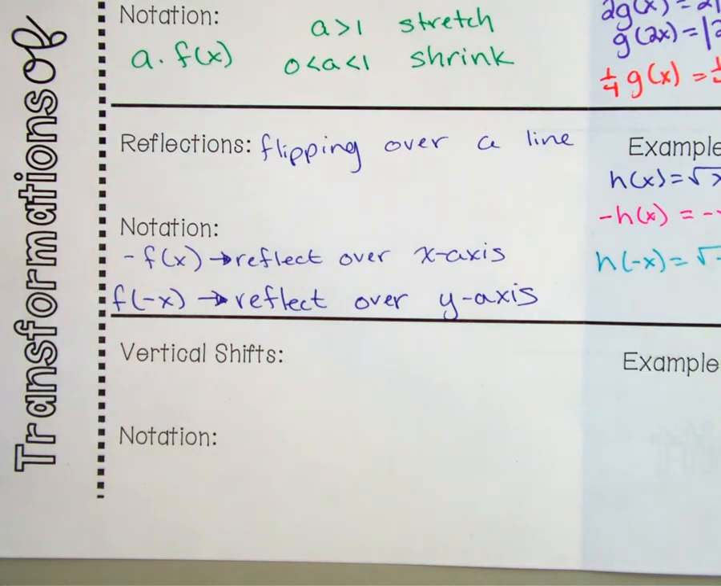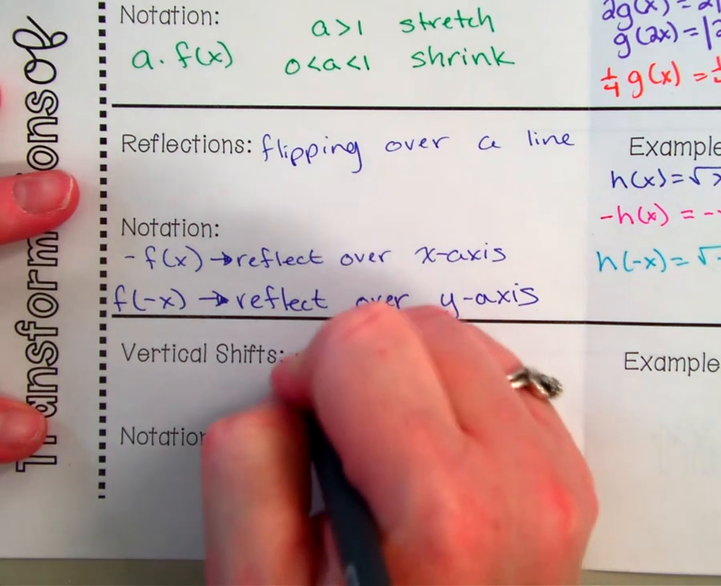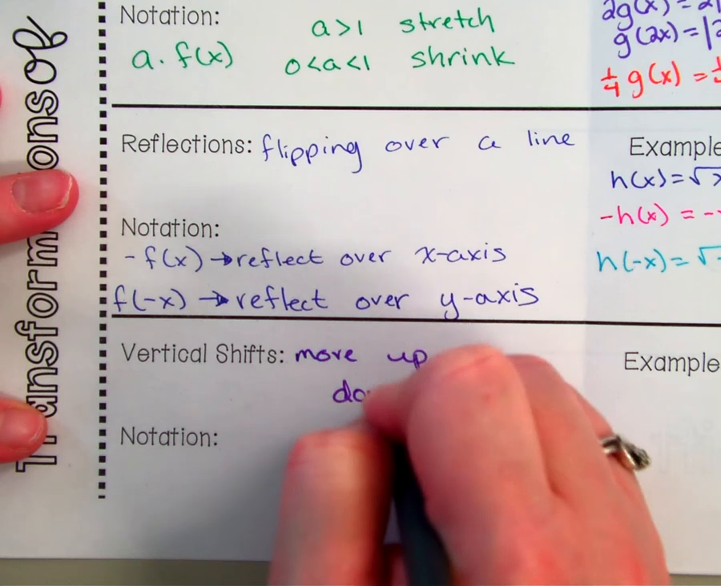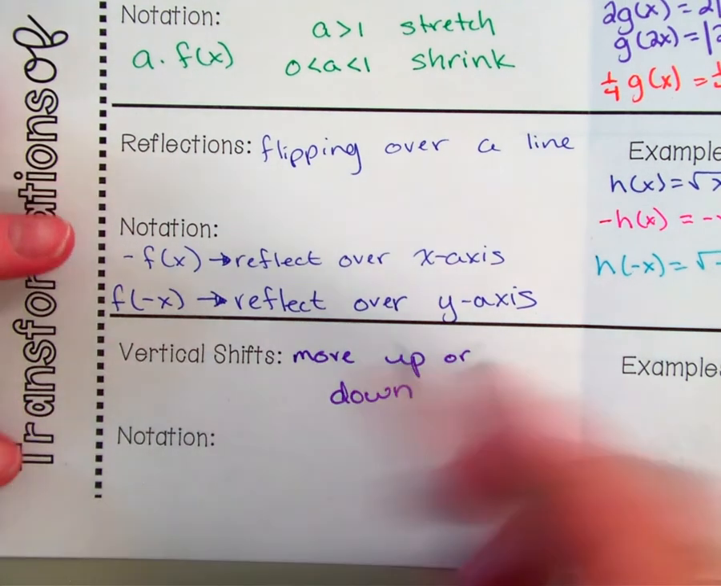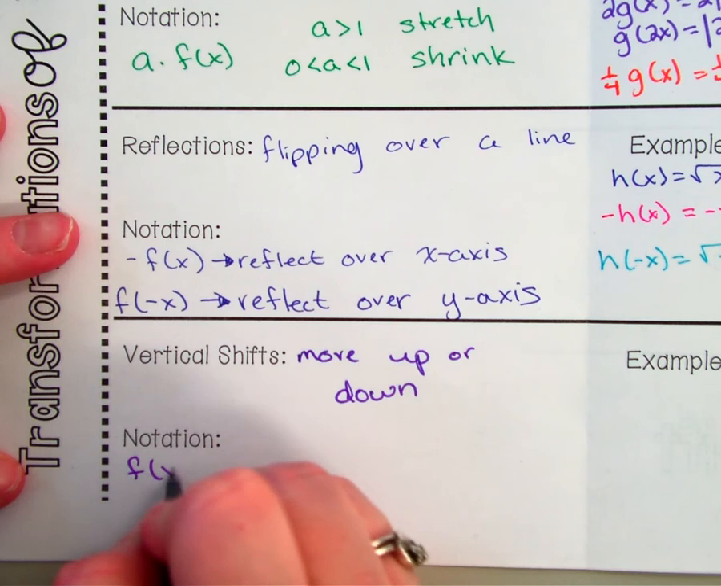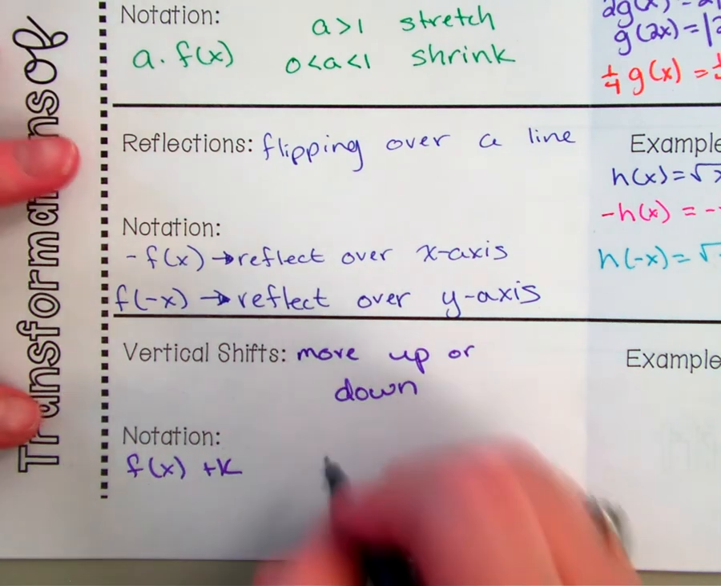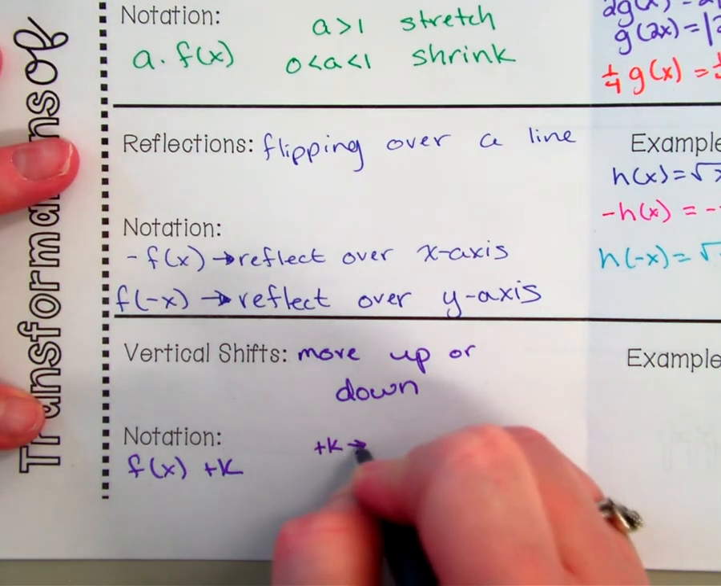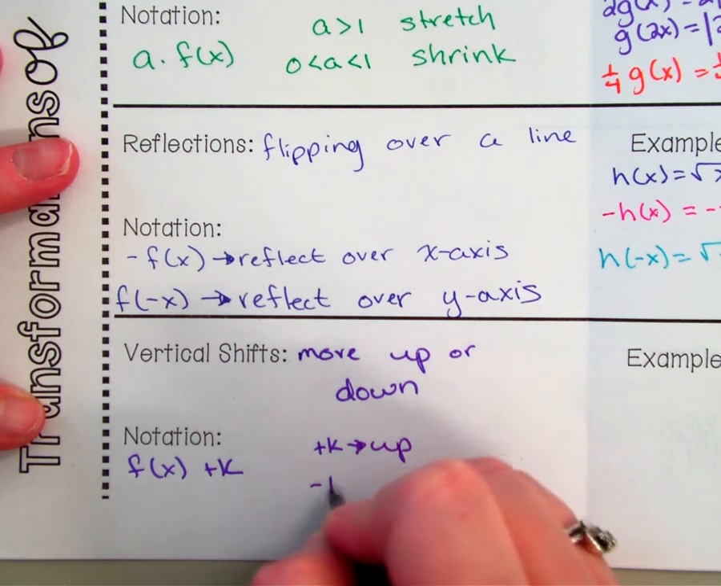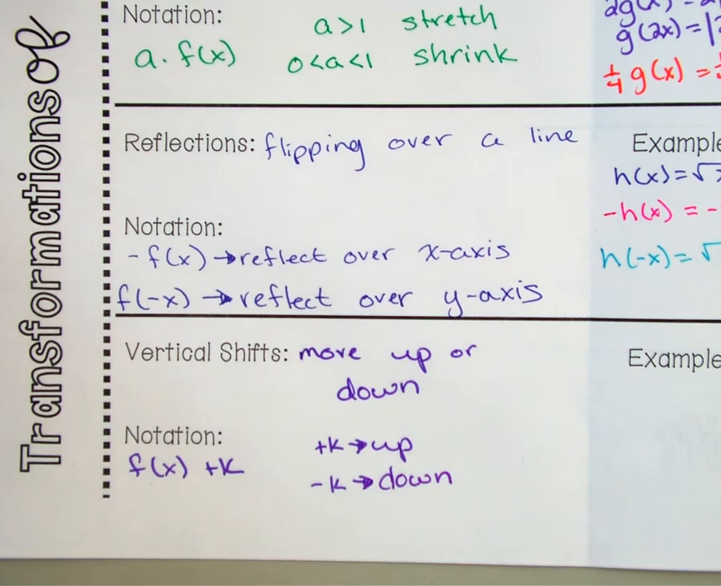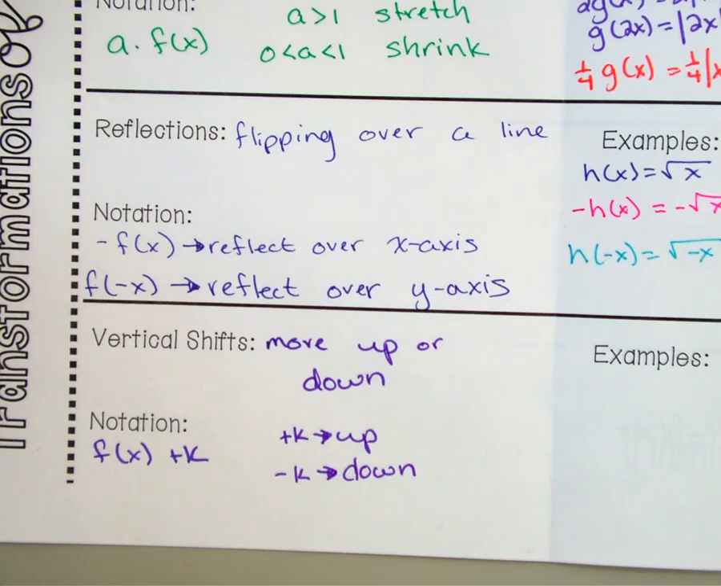And then our last one here, vertical shifts. That means our graph moves up or down. Our notation for that is just a number added at the end of your function. And this one is exactly how you think. If k is positive, you're going to move up. If k is negative, you're going to move down. And again, k just represents a number. Doesn't matter what number.